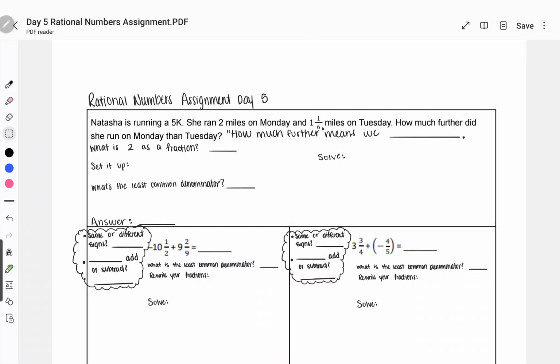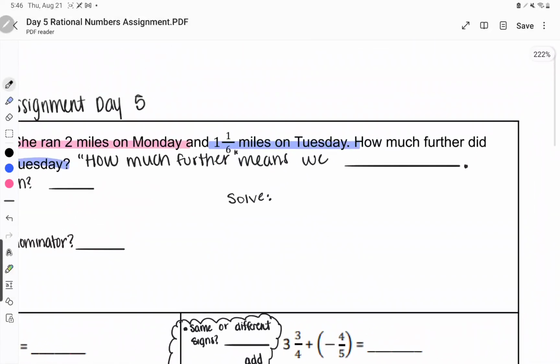5K. She ran 2 miles on Monday and 1 1/6 mile on Tuesday. How much farther did she run on Monday than Tuesday? So first, we need to figure out what operation we're doing. How much farther means we do what? Subtract.